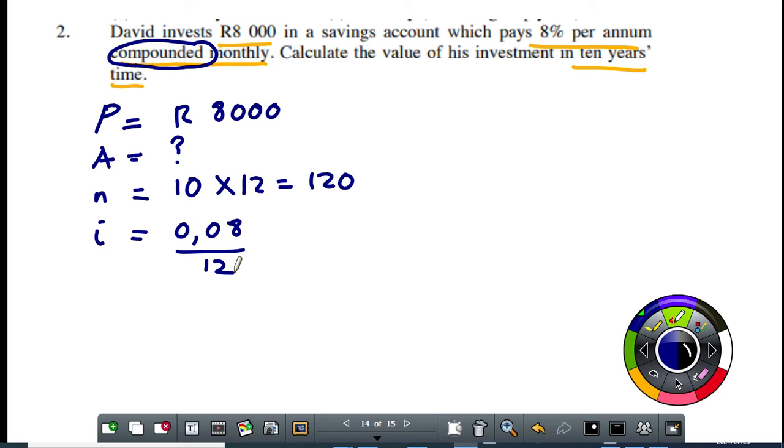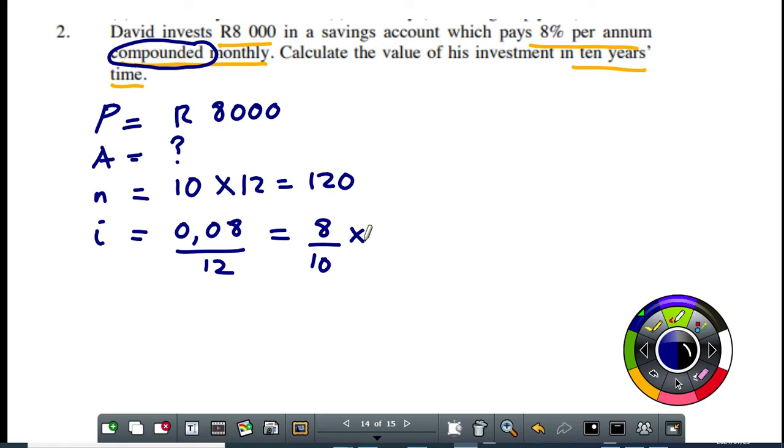Some of you go for tuition. This can also be written as 8 over 100 times 12, over 100, times 12.